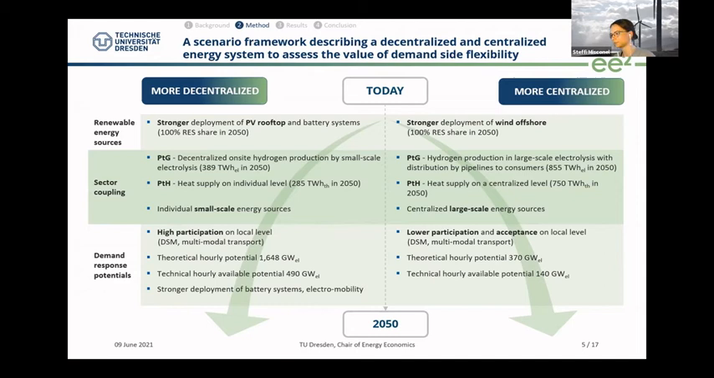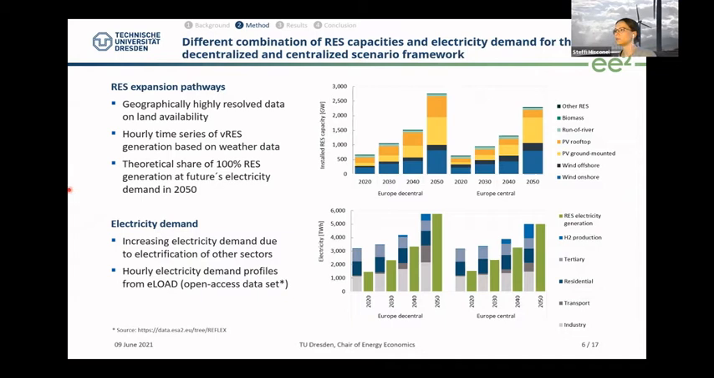Going a little bit more into detail, here we illustrated the installed renewable capacities for both scenarios. This data is based on an EU Horizon 2020 project called REFLEX, and all our input data are open access available in our REFLEX data warehouse. The renewable expansion pathways are calculated by geographically highly resolved data on land availability. The hourly generation profiles for the renewable energies are based on weather data. Further, we have integrated the hourly electricity demand for different countries.